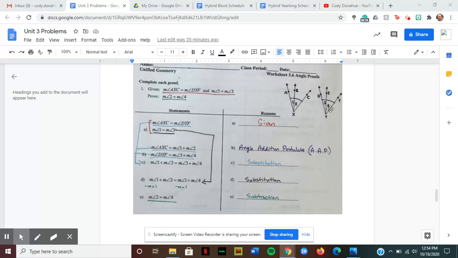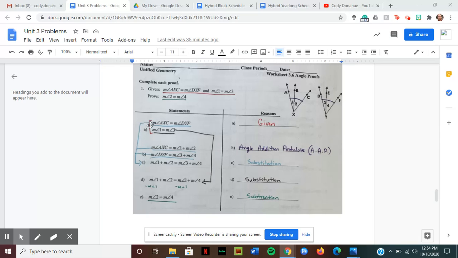And the same thing is true for angle DYF. It is broken into angles 3 and 4, so the measure of these two angles will equal the measure of the whole. So that is us using angle addition postulate. So now we move on to statement C. The measure of angle 1 plus the measure of angle 2 is equal to the measure of angle 3 plus the measure of angle 4.